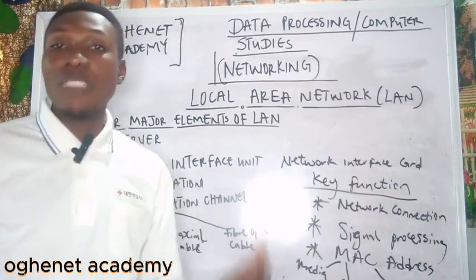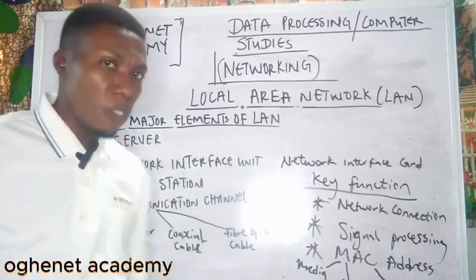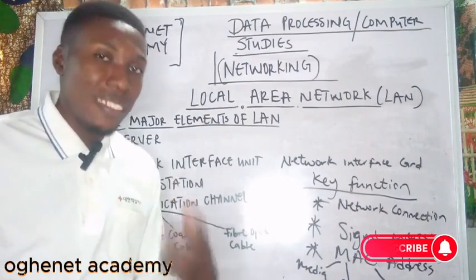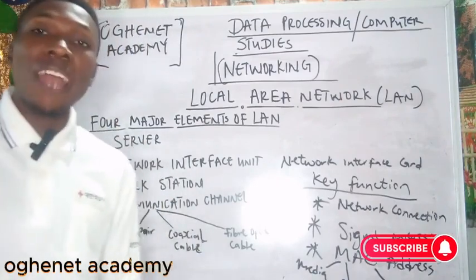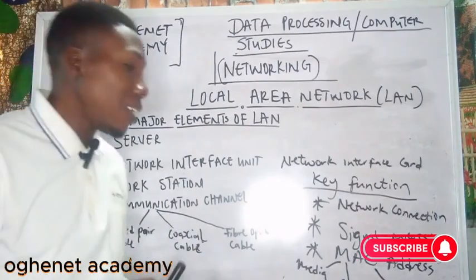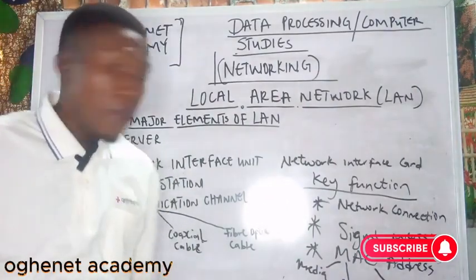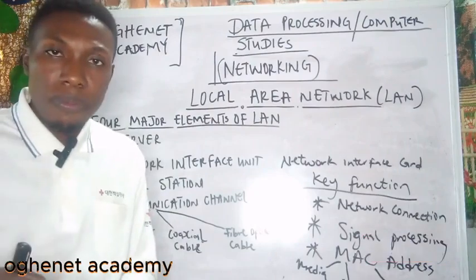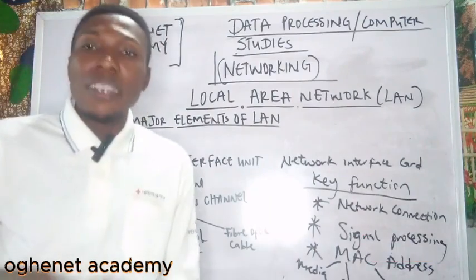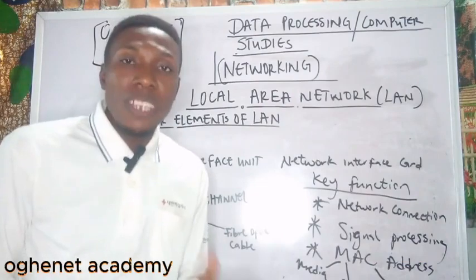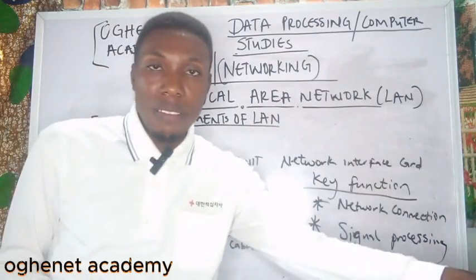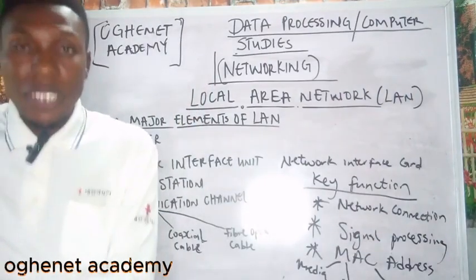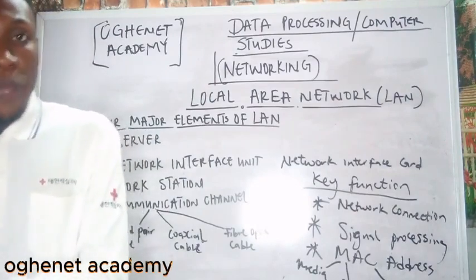What the network interface unit does is that it serves as a unique identifier to each hardware in the world, in the network, because it has a unique addressing system, stating that this particular hardware is what this data belongs to.